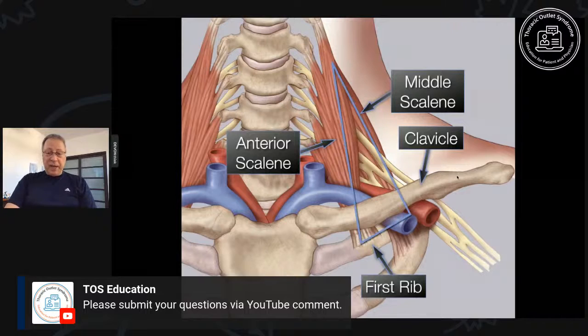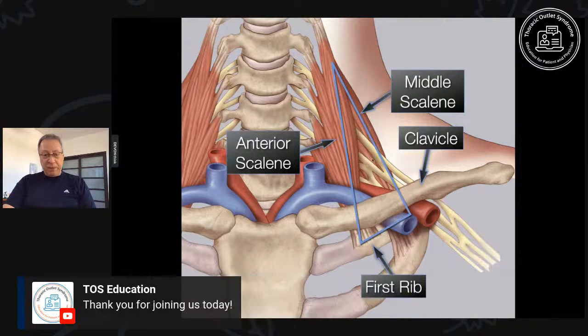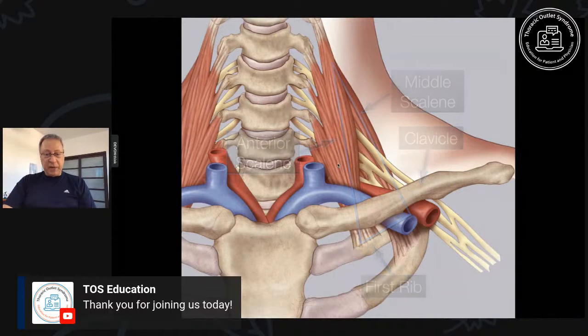You'll notice that there is a triangular space here, outlined by this purple marker. The base is at the level of the first rib. The anterior margin is the anterior scalene muscle, and this posterior margin is the middle scalene muscle. And you'll notice that between those 2 muscles, we have the brachial plexus and the subclavian artery. But the subclavian vein actually passes in front of the anterior scalene muscle. I hope that's clear from this diagram. We'll take another look at a different diagram.